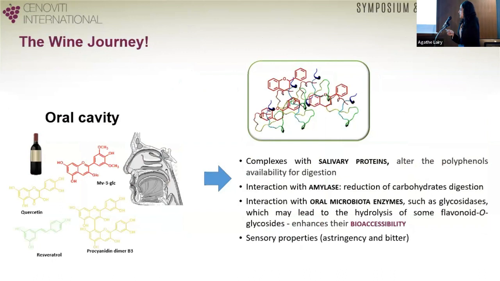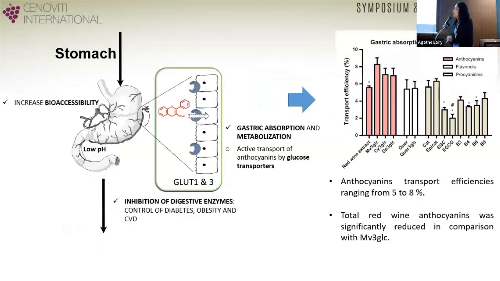Polyphenols can interact with amylase, so it will reduce carbohydrate digestion, and also we can have interaction with oral microbiota enzymes. So this will obviously have an increase in the bioaccessibility of some polyphenols. And obviously, as you all know, when you try a wine, you have some sensory properties like astringency and bitterness. Following the oral cavity, we'll get to the stomach.